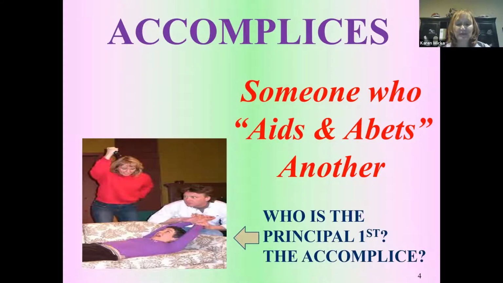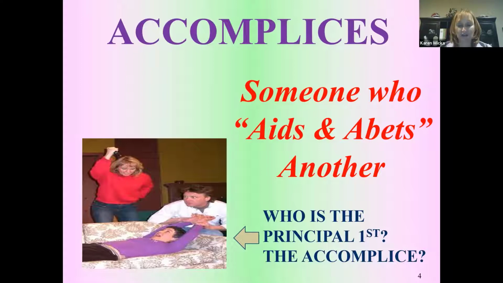Now, who is the principal in the first degree? It would be the woman, right? And who is the accomplice? It would be the man holding the person's arms, okay? So that is how we distinguish the accomplice, the person who's helping the principal in the first degree, but isn't committing the crime themselves.